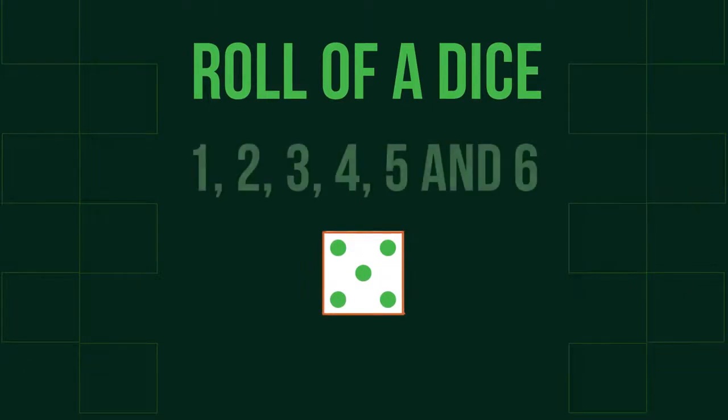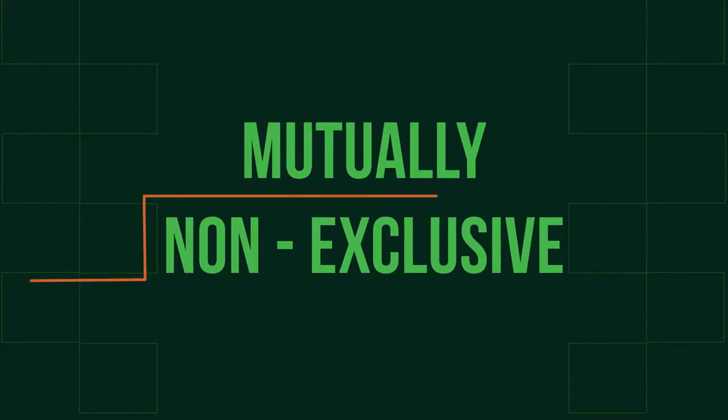Another example is the roll of a standard dice. The outcomes are 1, 2, 3, 4, 5 and 6, but we can only have one, not more, for the answer. We can also have events that are mutually non-exclusive.